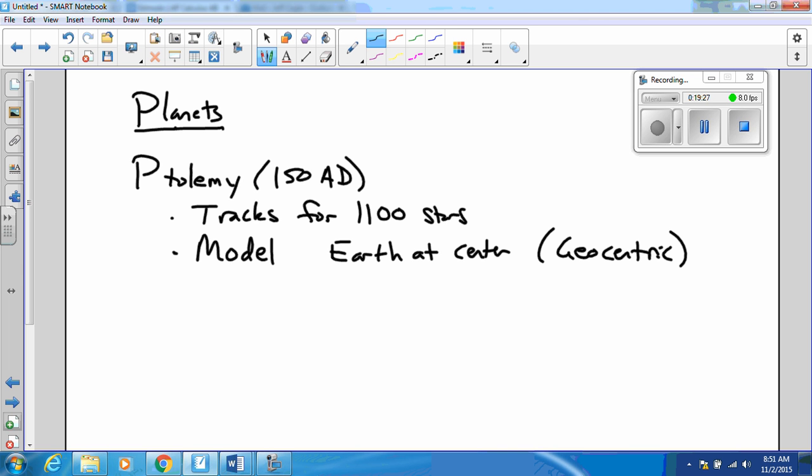In other words, it is geocentric. What did they think about the sun? What did Ptolemy think about it? Well, what do you see when you watch the sun over the course of a day? What does it do? It goes around, so they thought it went around the earth.